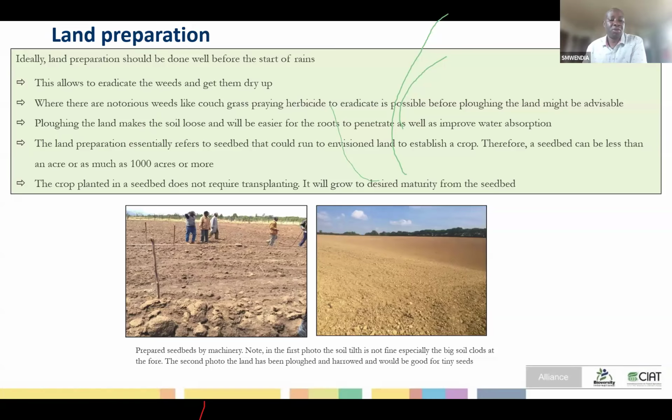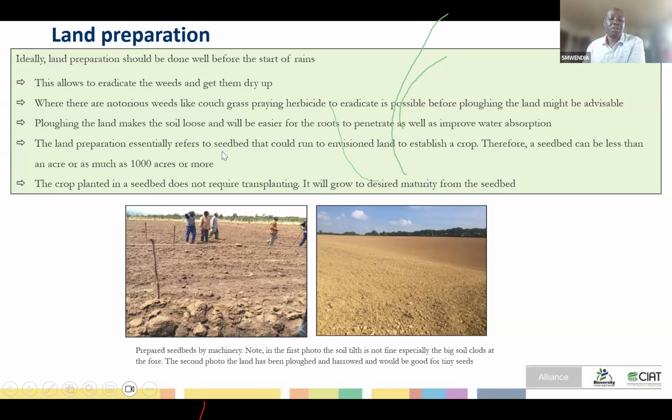And also plowing the land makes the soils loose so that the seed can get in proper contact with the soil when sown or planted. And also the soil will be able to absorb enough moisture and allow water to percolate nicely.